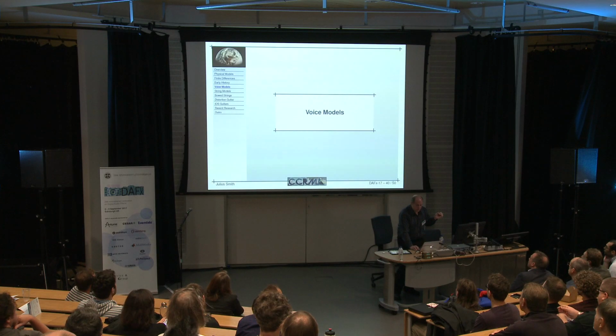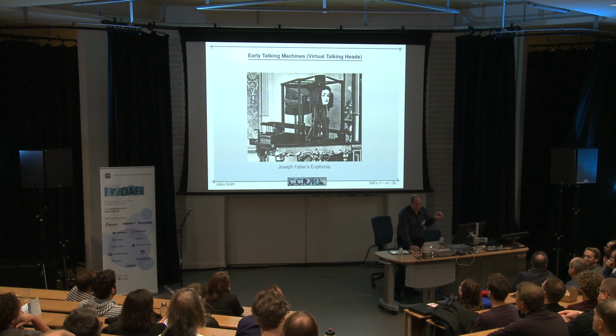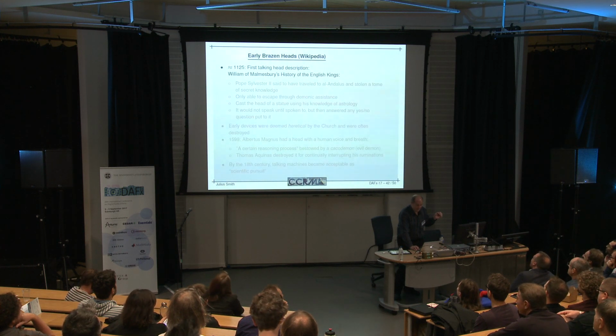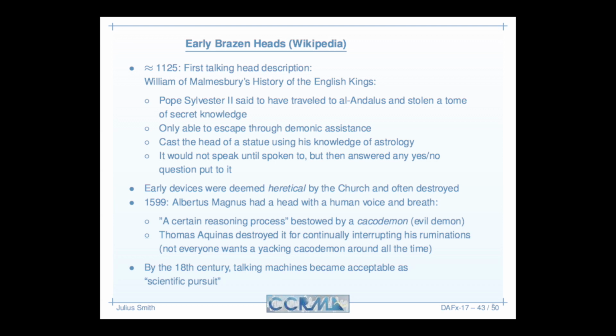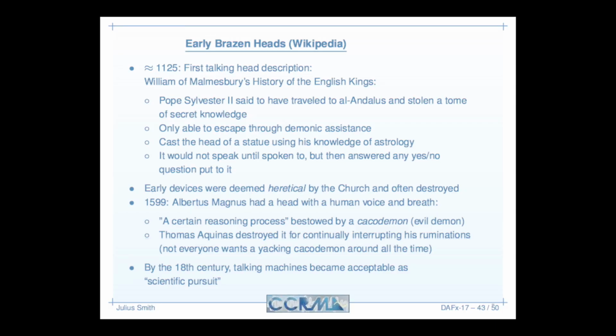Oh, but I do have a little bit of an update on voice models. I do have a little bit of time. So I got to talk a little bit about talking machines, virtual talking heads. They used to be made out of brass, and they called them brazen heads, these little brazen heads. So it goes back to 1125, and there's a written description in William of Malmesbury's History of the English Kings. So Pope Sylvester II is said to have traveled to Al-Andalus and stolen a tome of secret knowledge. Sounds like Raiders of the Lost Ark. He was only able to escape through demonic assistance. This is what's written.